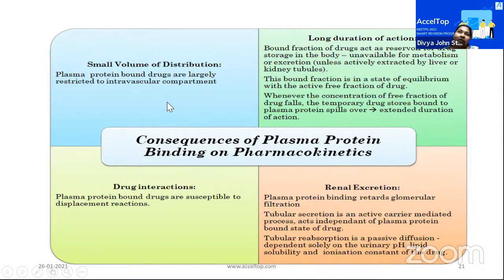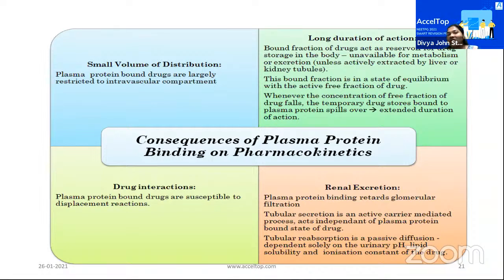And they're highly amenable for dialysis related removal, but I'll tell you why it is not possible. Okay, so long duration of action. The bound fraction of drug acts as a reservoir for drug storage in the body, and it is unavailable for metabolism or excretion, unless actively extracted by the liver or the renal tubules.